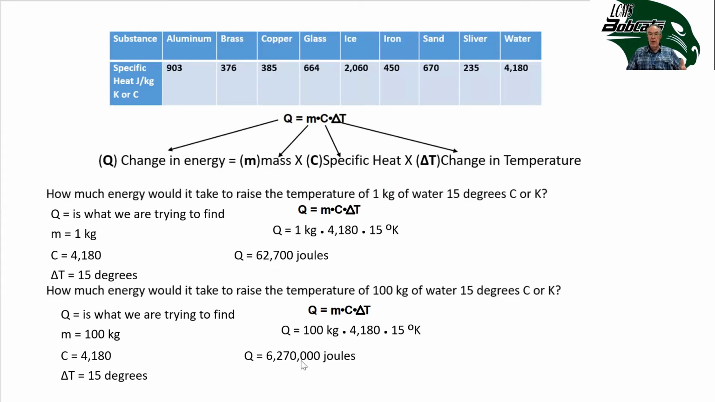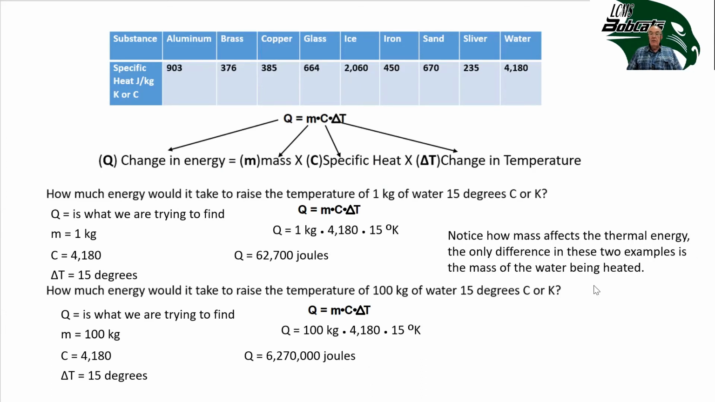So one of the things we put in the notes was we said that temperature is the average energy. Both of these samples of water have the same temperature. If they started at 50, they both ended up at 65 degrees. But the larger amount of water has a lot more thermal energy in it. Okay, we added 100 times as much thermal energy to it to raise its temperature to the same temperature. So notice how the mass affects the thermal energy. The only difference in these two examples is the mass of the water being heated. Other numbers are the same.